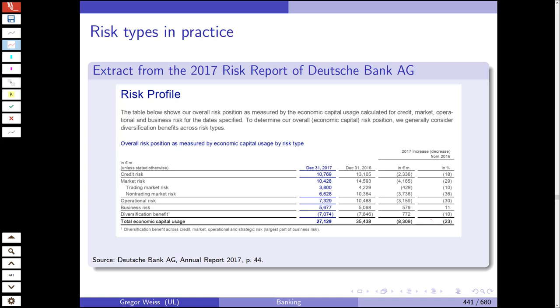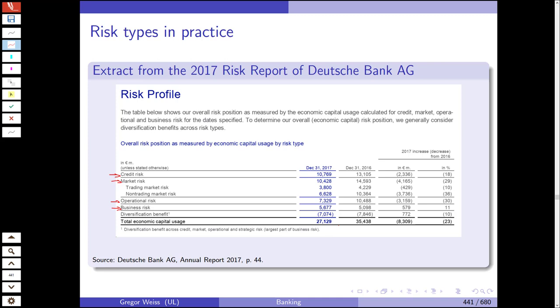Now, let's turn to the 2017 risk report of Deutsche Bank. Banks are required by regulators and supervisors to report extensively on their risk management and their risk exposure. Here you can see the risk profile from the 2017 risk report of Deutsche Bank. They distinguish between credit risk, market risk, operational risk, business risk, and a diversification benefit. In the end, they have a total economic capital usage of close to 27 billion euros.